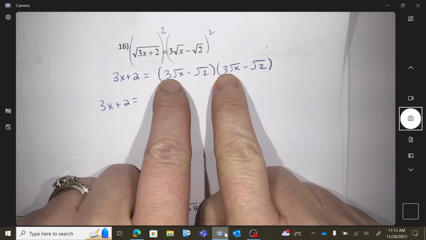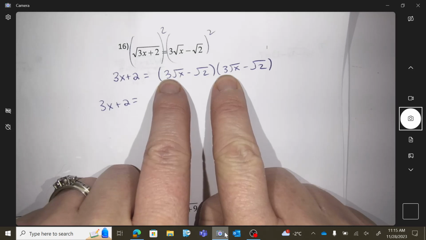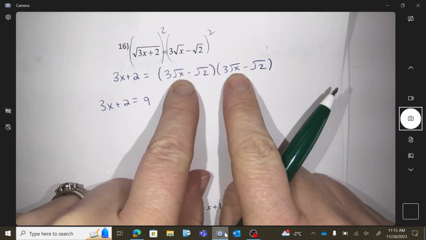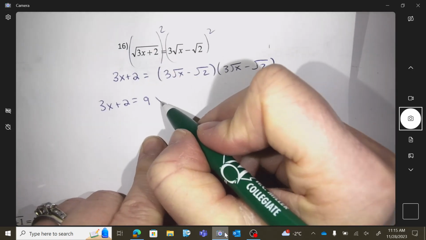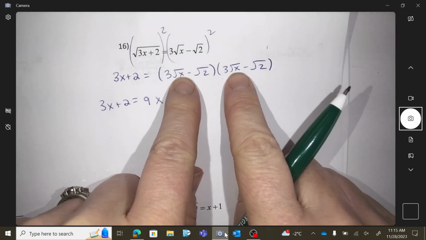What's the whole number part of it? 9. What's the radical? What happens when you do a root x, root x? It becomes just a whole x, right? Because the roots disappear.